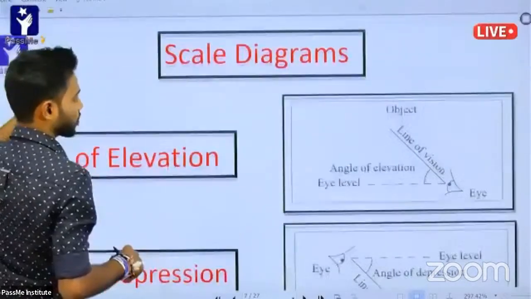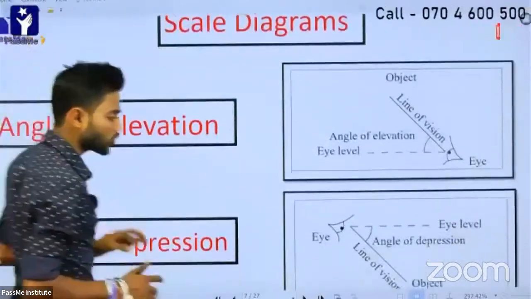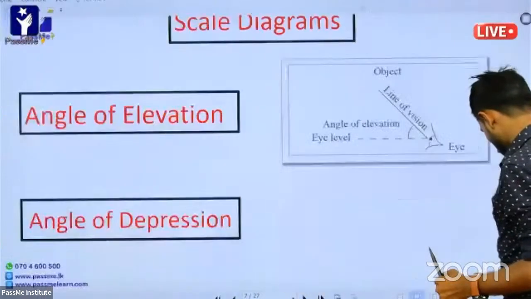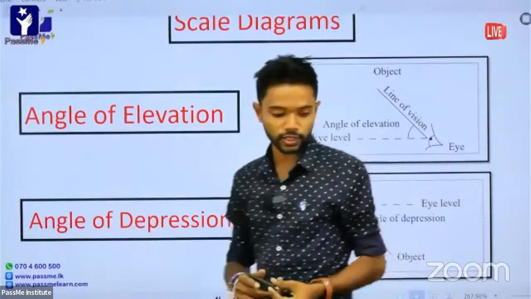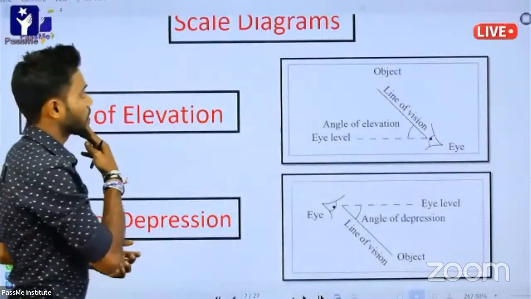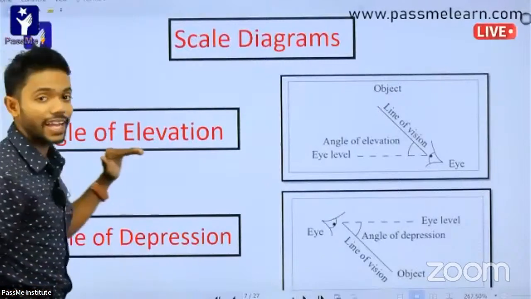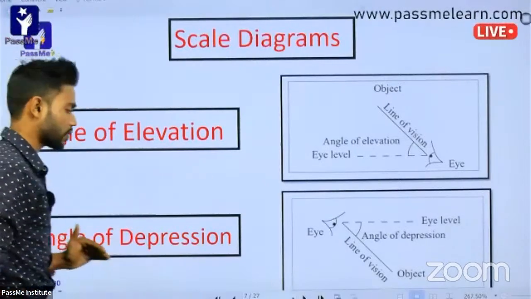Now, scale diagram. There are two things you need to remember, right? I will zoom it down. Now you can see, there are two things you need to remember. First one is angle of elevation. The second one, angle of depression.